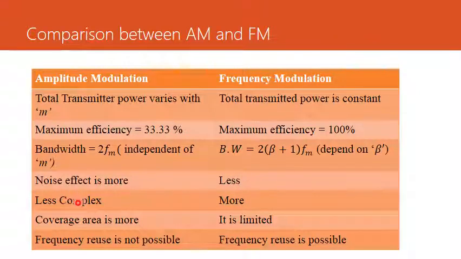In amplitude modulation the circuit complexity is comparatively less, but in frequency modulation it is more. The coverage area is more in amplitude modulation, and it is limited for FM. Frequency reuse is not possible in AM, and in FM frequency reuse is possible.